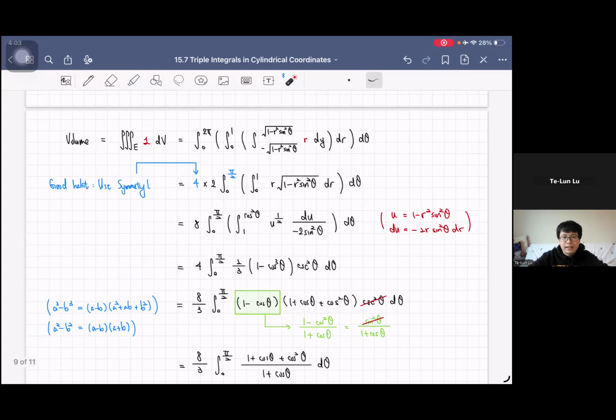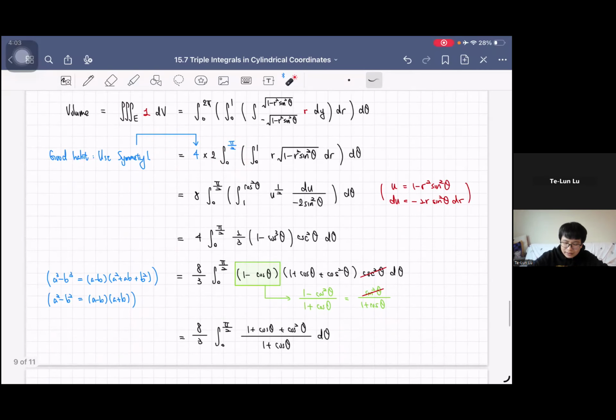A virtue of this is that when you're considering 0 to pi over 2, you're dealing with everything inside the first quadrant, right? So the good thing about it is that you don't have to care about the sign of sine and cosine. They're always non-negative. And that is very good in the sense that you don't really have to deal with absolute values when you're taking the square root of something. So now we have this nice integration.